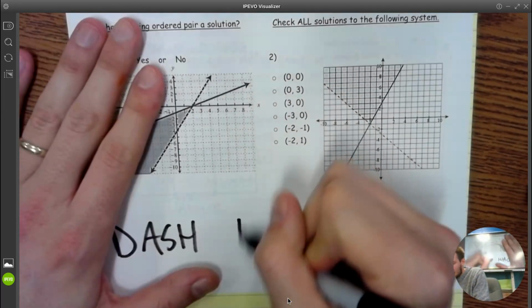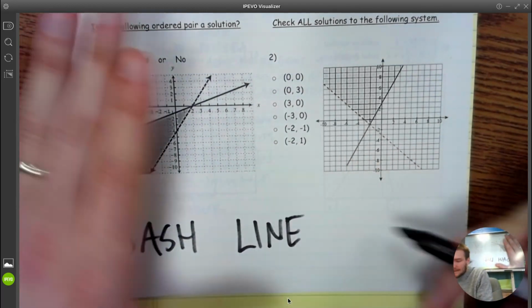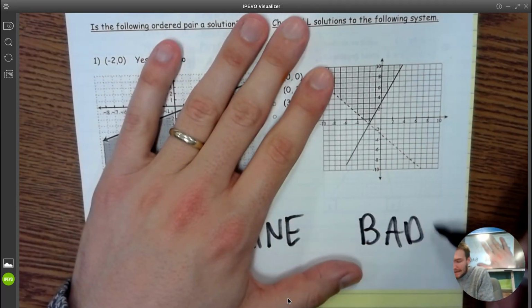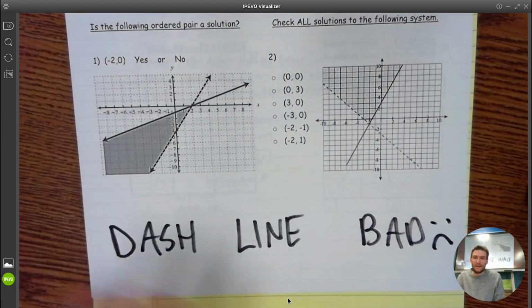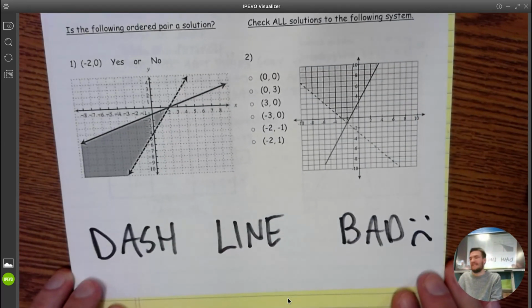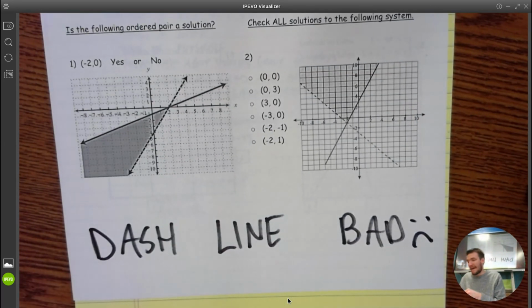Dash line bad. There you go. Dash line bad. Simple, right? In fact, so easy, I think a second grader would be able to figure this out. If it's on a dash line, it's bad.